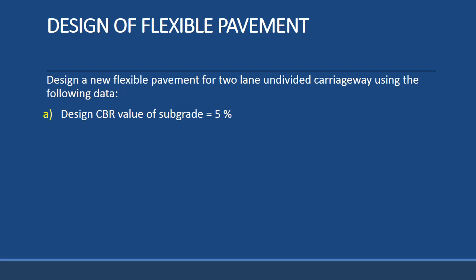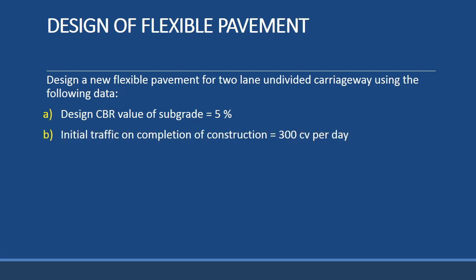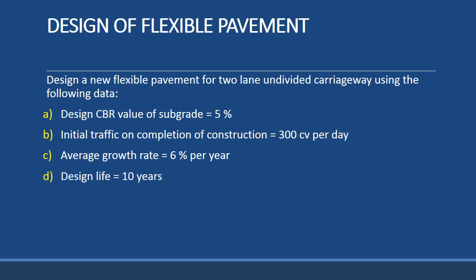Design CBR value of the subgrade is given as 5% here. Then initial traffic on completion of the construction is given as 300 commercial vehicles per day. CV means commercial vehicles per day. Then the average growth rate is given as 6% per year, so per year the traffic will grow at a 6% rate. Next is design life. The design life for the new flexible pavement is 10 years. Then what is the vehicle damage factor? Vehicle damage factor is given as 2.5.